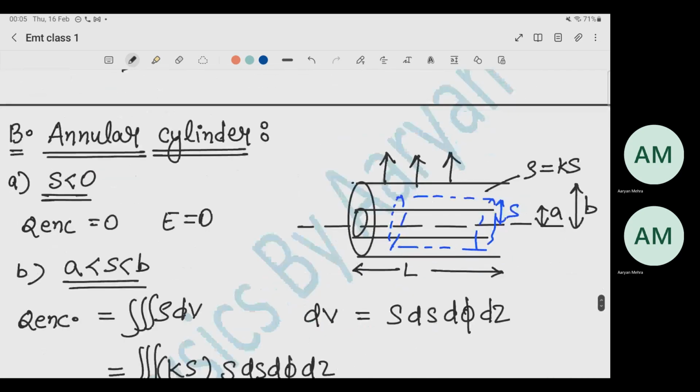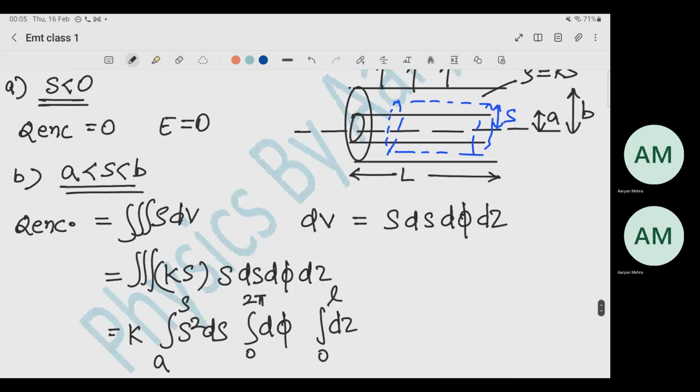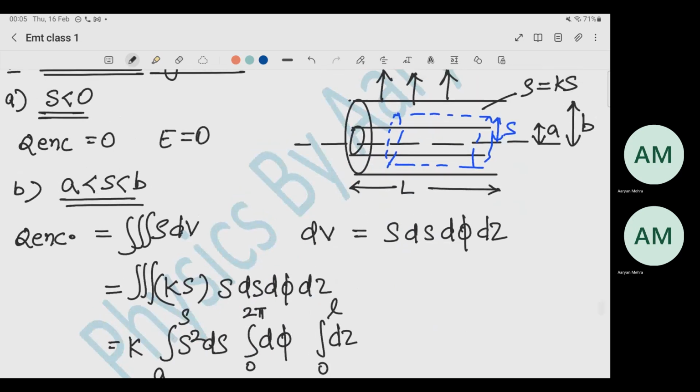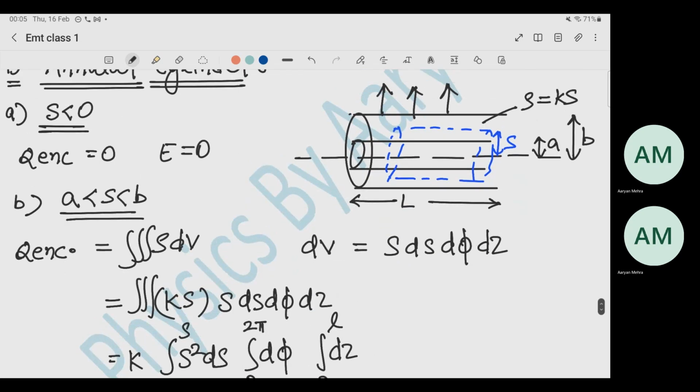Now, a similar problem is the annular cylinder. So there are two cylinders, an inner cylinder and an outer cylinder. The inner cylinder has radius A, the outer cylinder has radius B. Inside the inner cylinder there is no charge, and the charge density is only between the inner cylinder and the outer cylinder, and it is given by Ks. s is the distance from the axis. Whenever we define the distance from the origin, we say r, and whenever we define the distance from the axis, we say s. This is a common nomenclature which is used.